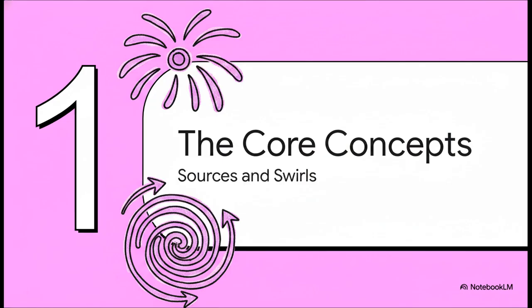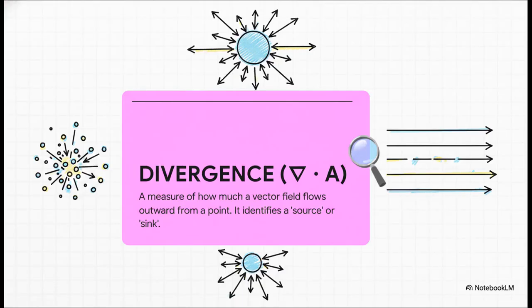Okay, so to build our test, we first need to stop thinking about these things as just equations on a page. We need to start thinking about them as descriptions of how things actually behave in the real world. And it all boils down to two really simple ideas: sources and swirls. First up, divergence. You'll see it written as del dot A.